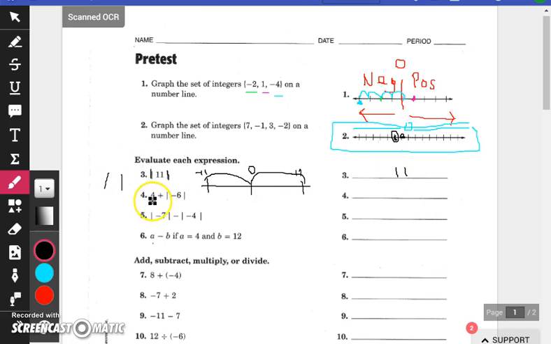So you can see, in this case, this is a +11. Even if we had a -11 here in the absolute value brackets, it would still be 11. It's 11 numbers away from 0. In this case, this would be a +6, and therefore 4 plus 6 is 10.